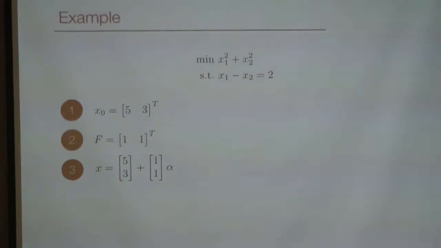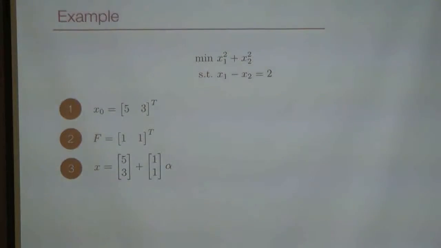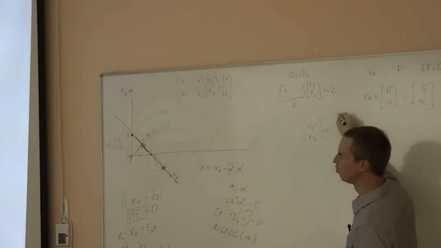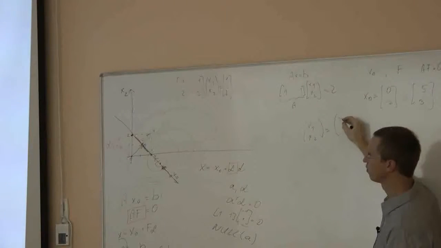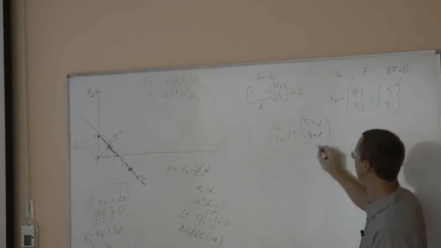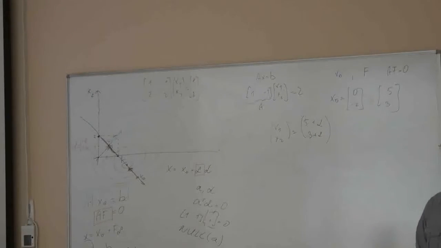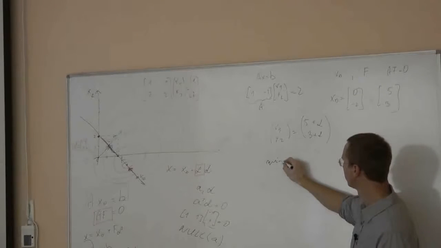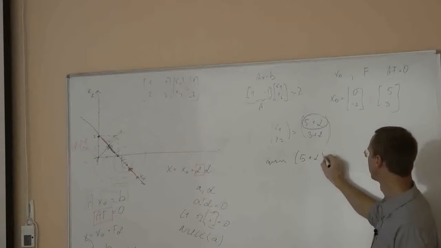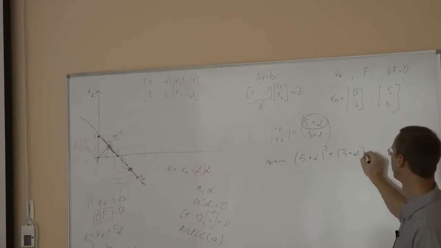Now we need to plug it into our original cost function. How would the modified cost function look now? What point number 3 means is that x, which is x1 and x2, is equal to, now I can put those two together. The first coordinate is 5 plus alpha, and the second one is 3 plus alpha. So this is x1, this is x2. If we want to minimize x1 squared, we are minimizing this guy squared. So that's 5 plus alpha squared plus 3 plus alpha squared.